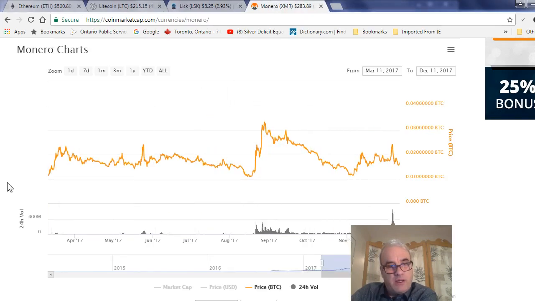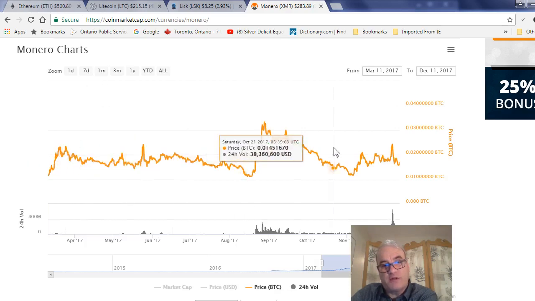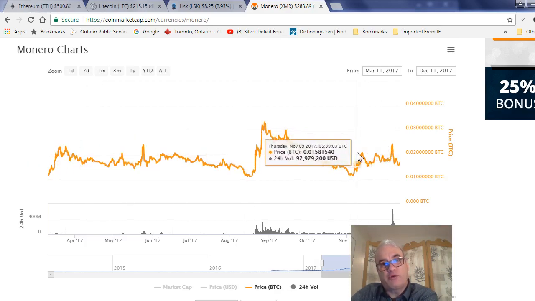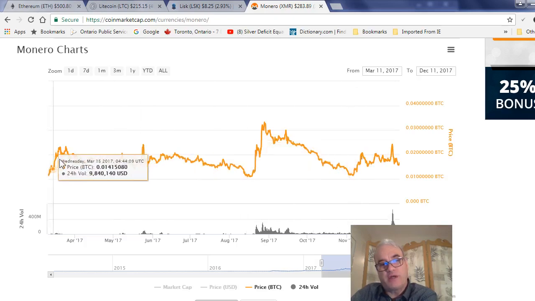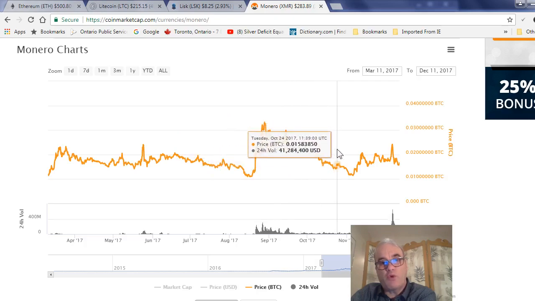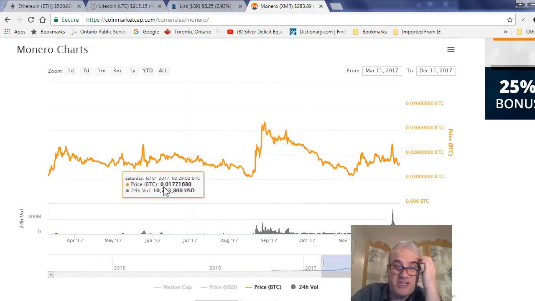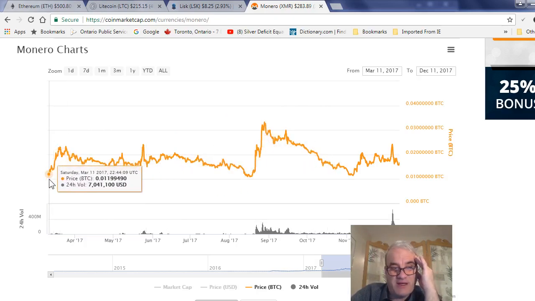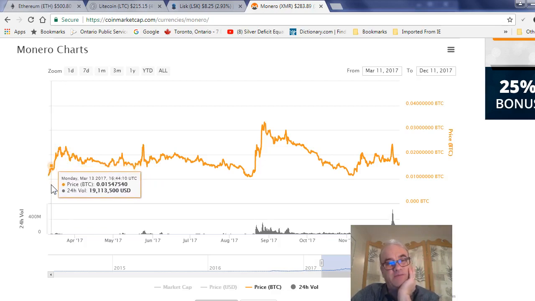And Monero, this one actually looks like a pair. If you have a pair that's really trading together, you're going to have a horizontal line. That means the ratio between the two never really changes. They go up together, they go down together. One can be more than the other, but the ratio doesn't change. And look what you have here. It seems like you really have that going on with Monero.